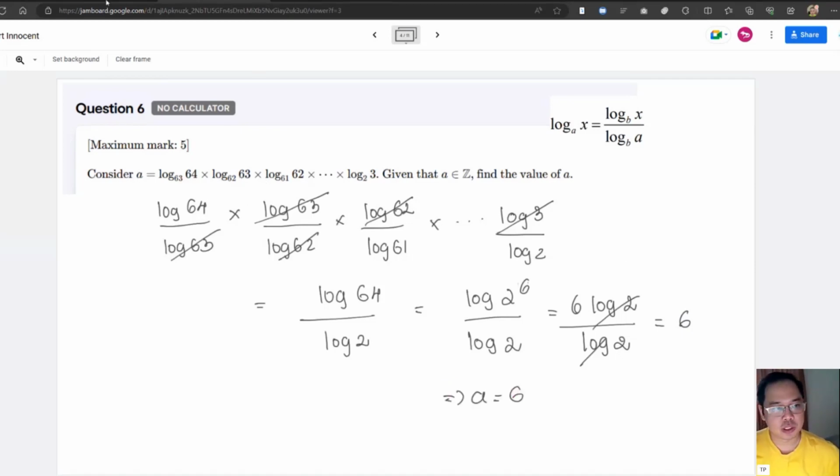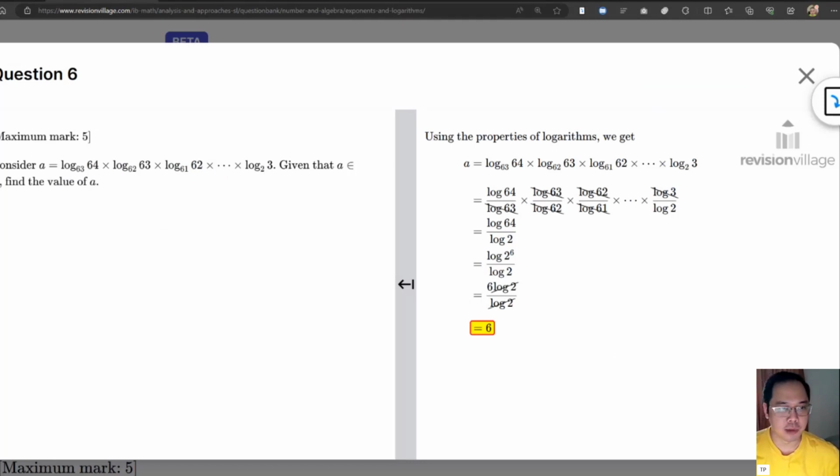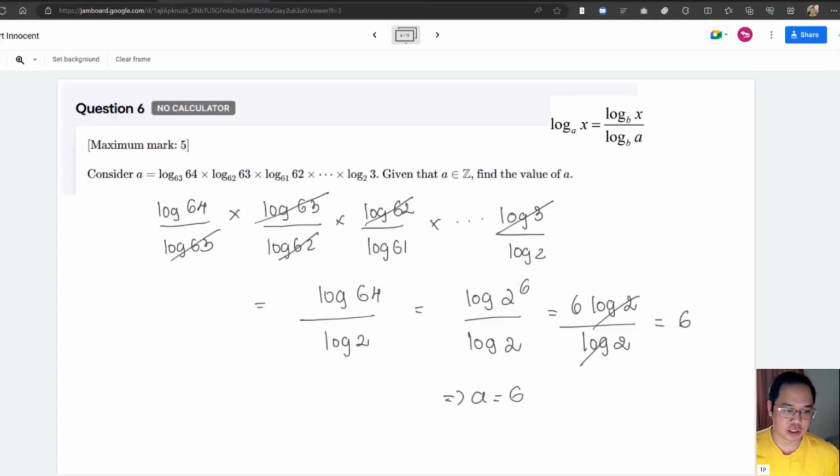Let's check the marks of this question. 5 marks, yes, 5 marks. So we need to ensure the 5 most important steps. This is the first step. Because we shortened it, we do multiple steps at the same time. I think for this step you can get 2 marks. This is 1 more mark, the 4th mark, and finally the last mark.